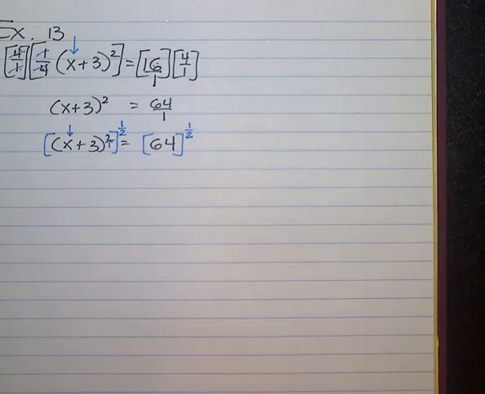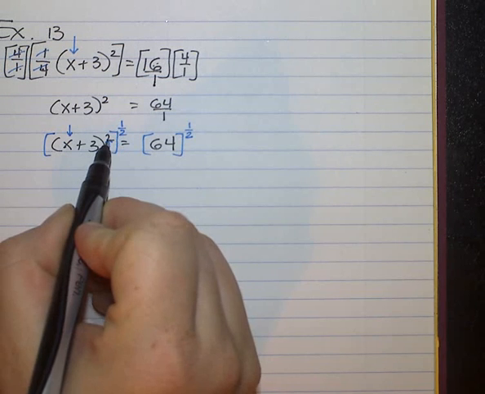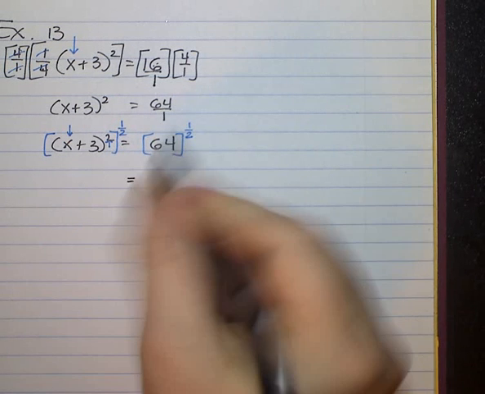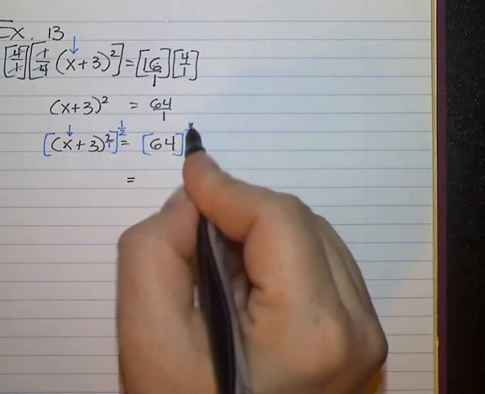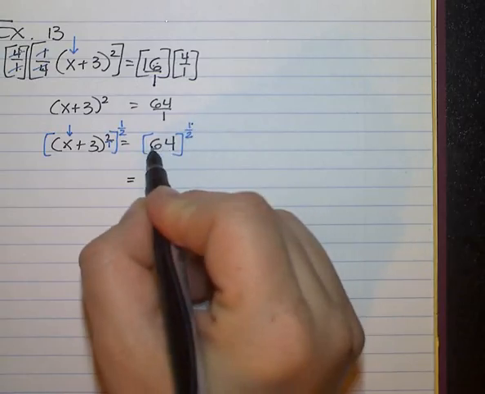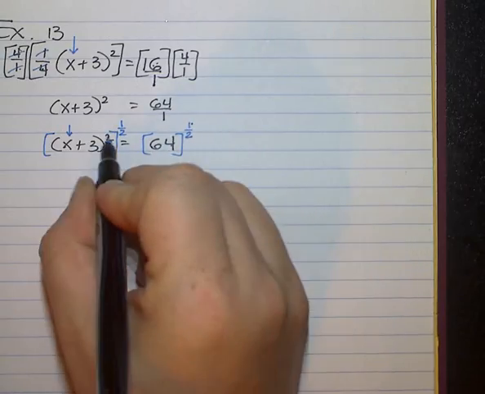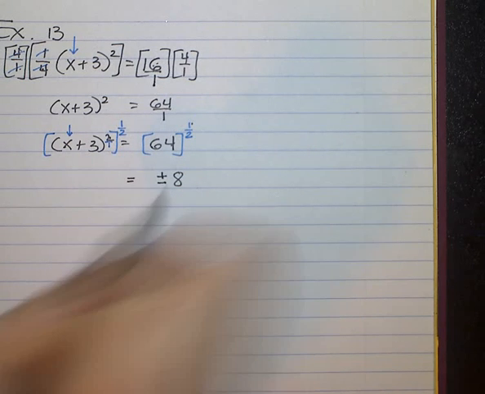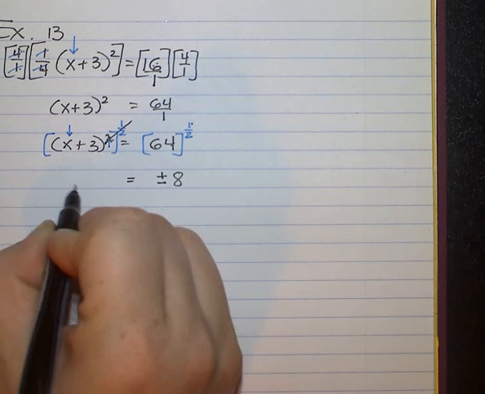The reciprocal is 1/2. But we are going to have two answers here, as we've learned last semester. This is the same, remember, as taking the square root. So the square root of 64 is 8. Two answers, put a plus or minus in front of the 8. Bring down the x plus 3.